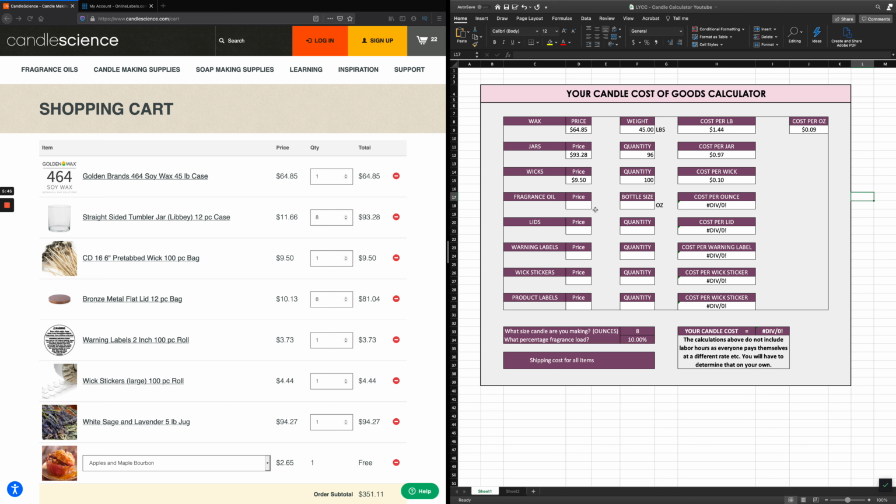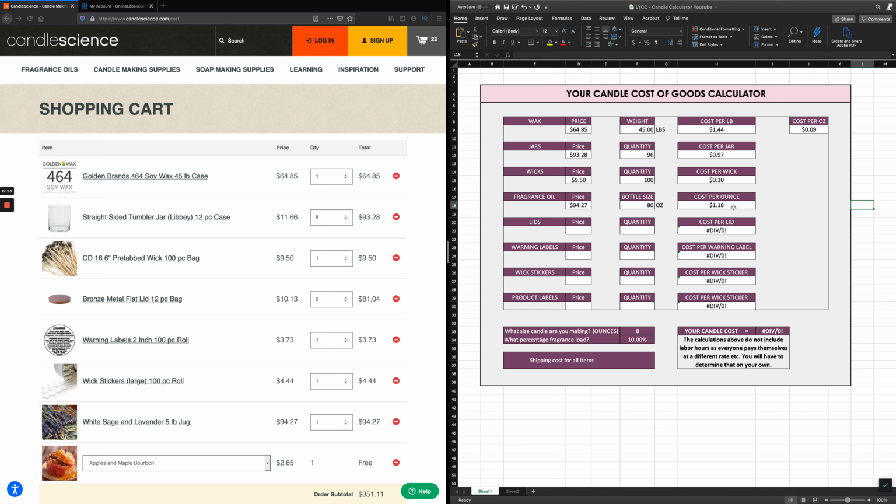So what we're gonna do is take the $94.27 that the fragrance oil costs, and we are going to put here 80 ounces. And the way you come up with the math here is you take $94.27 and divide that by 80 ounces, and that is going to give you $1.18 an ounce.